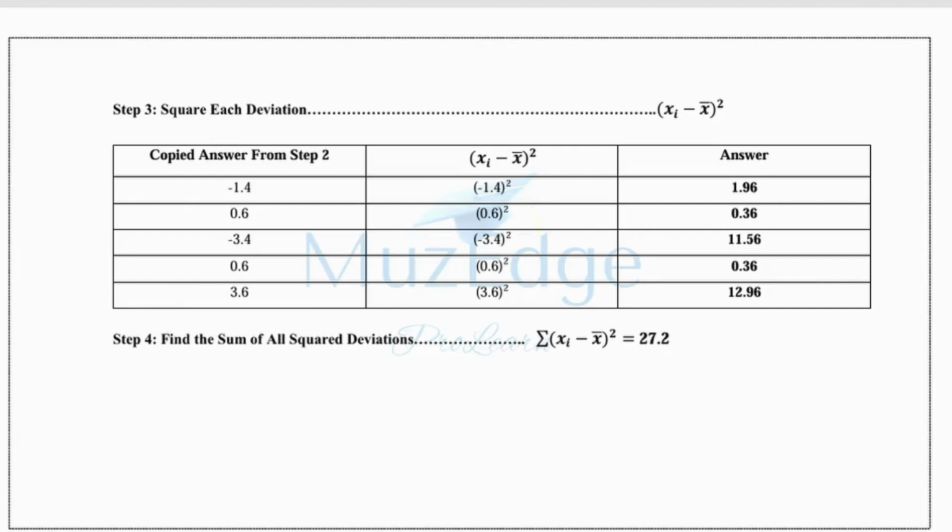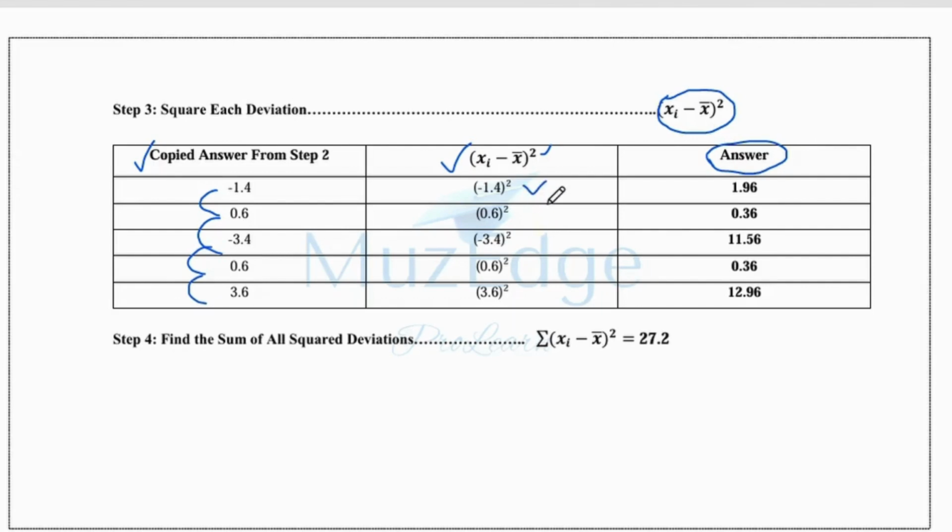Let's move to step 3, squaring each deviation. In this step, we'll take the deviation values we found in step 2 and square each of them. Squaring helps us get rid of the negative signs and gives us values we can use to measure spread. Again, we'll create a simple table with 3 columns. 1. Deviation, copied from step 2. 2. Squared deviation, which means multiplying the deviation by itself. 3. Answer. Our deviation values from step 2 were minus 1.4, 0.6, minus 3.4, 0.6, and 3.6.